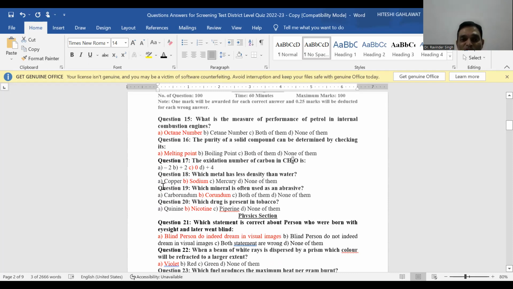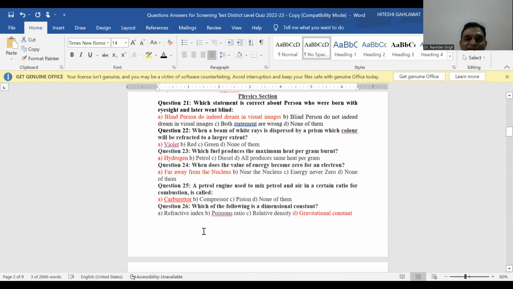Question number 19, which mineral is often used as an abrasive? That is corundum. There is carborundum, and there is corundum, and there is a difference between these two. Question number 20, which drug is present in tobacco? That is nicotine. Carborundum is SiC, and corundum is Al2O3, so you should keep this in mind.